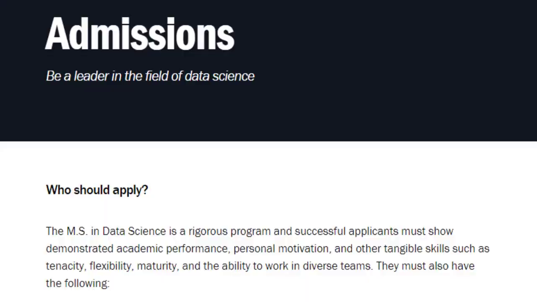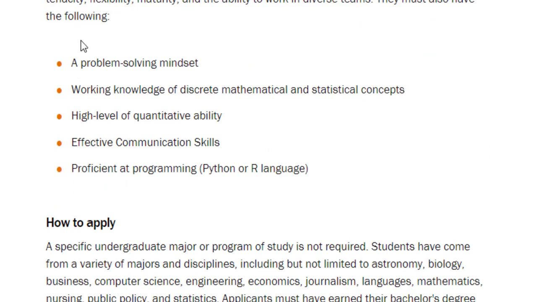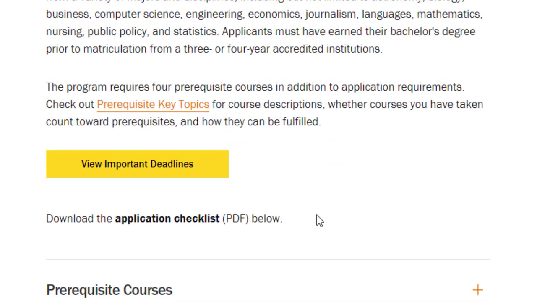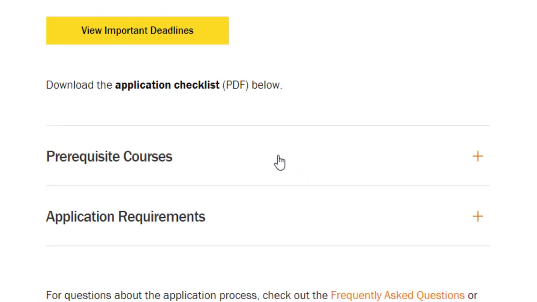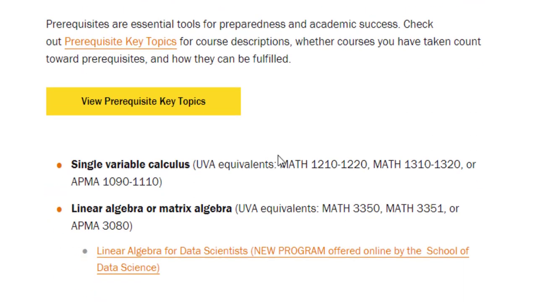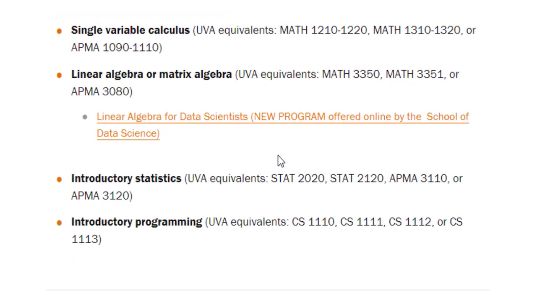Now, if we talk about the admissions, who should apply? I already told you there were the 5 points on the very first page. And if you talk about how to apply, there is an application checklist. I will send the link to you. And if you talk about the prerequisite courses, there are four prerequisite courses: single variable calculus, linear algebra. These are very basic courses, which I guess every 3 year or 4 year degree has. And introductory statistics is also there. Introductory programming is also there. So these are the four subjects that you need to have in your previous degree.